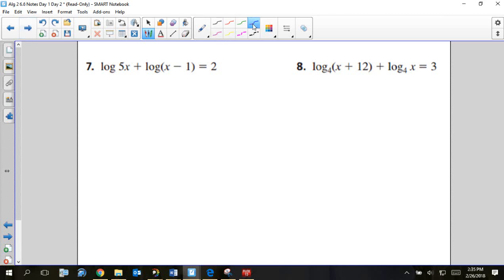Okay, what would be my first step to solve this? Just like what we did, I have to have one log only. Right now I've got log 5x and I have log of x minus 1. You can't do that. We have to condense it. So I'll have log 5x. What do I do to the x minus 1? When I condense it, it was addition. It's going to be multiplication now. Okay, condensed it.